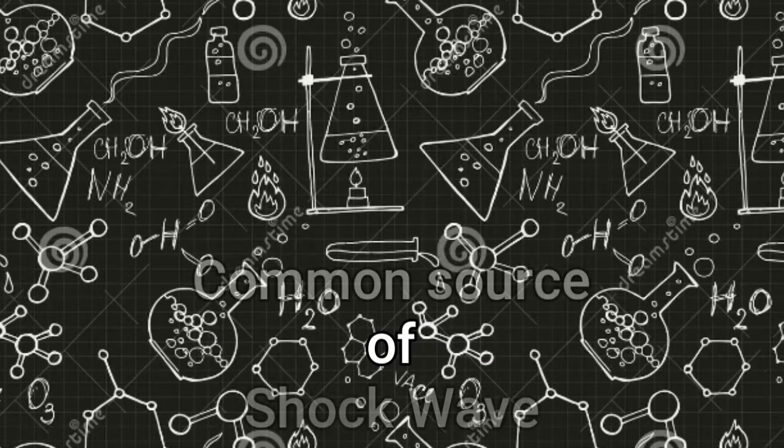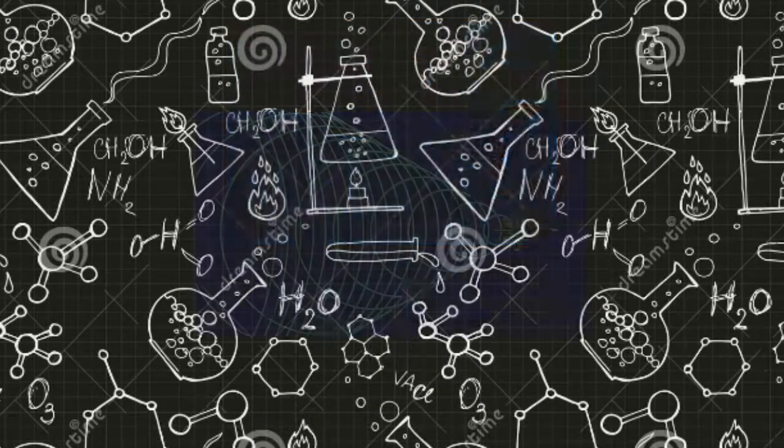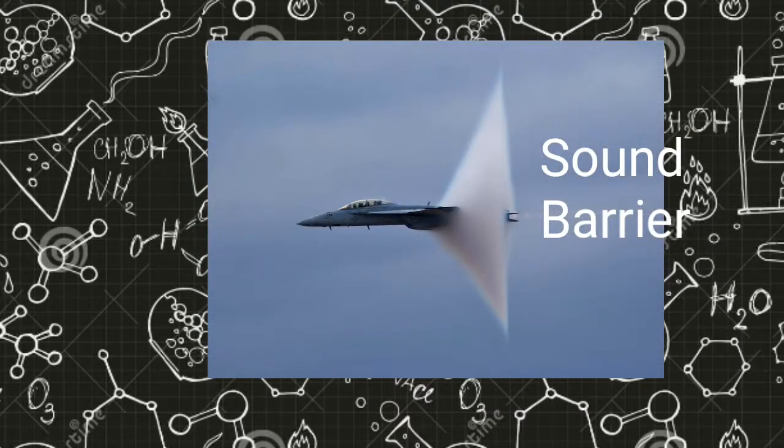A common example of objects that create shock waves are jets. When jets equal the speed of sound, they actually meet some resistance because of the pressure building up in front. So jets need more energy to break through what is known as the sound barrier.